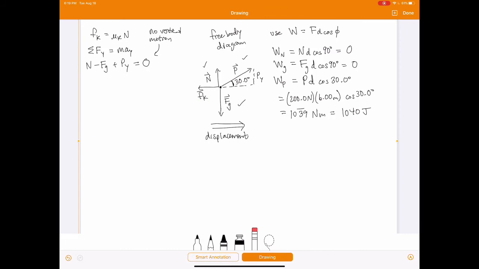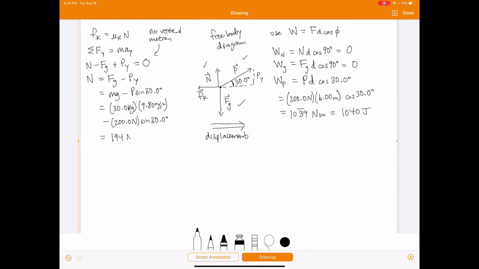Okay, so to solve for N, we have force of gravity minus Py. And by the way, the force of gravity is just mg. And the y component of that pull force is going to be P sine 30 degrees. So that's how we calculate the normal force. So let's do it. The mass, m, is 30 kilograms. g is 9.8 meters per second squared. And then we're subtracting P, the pull force, 200 newtons, but we have to multiply by sine of 30 degrees. So the normal force we're getting out of this calculation is 194 newtons.